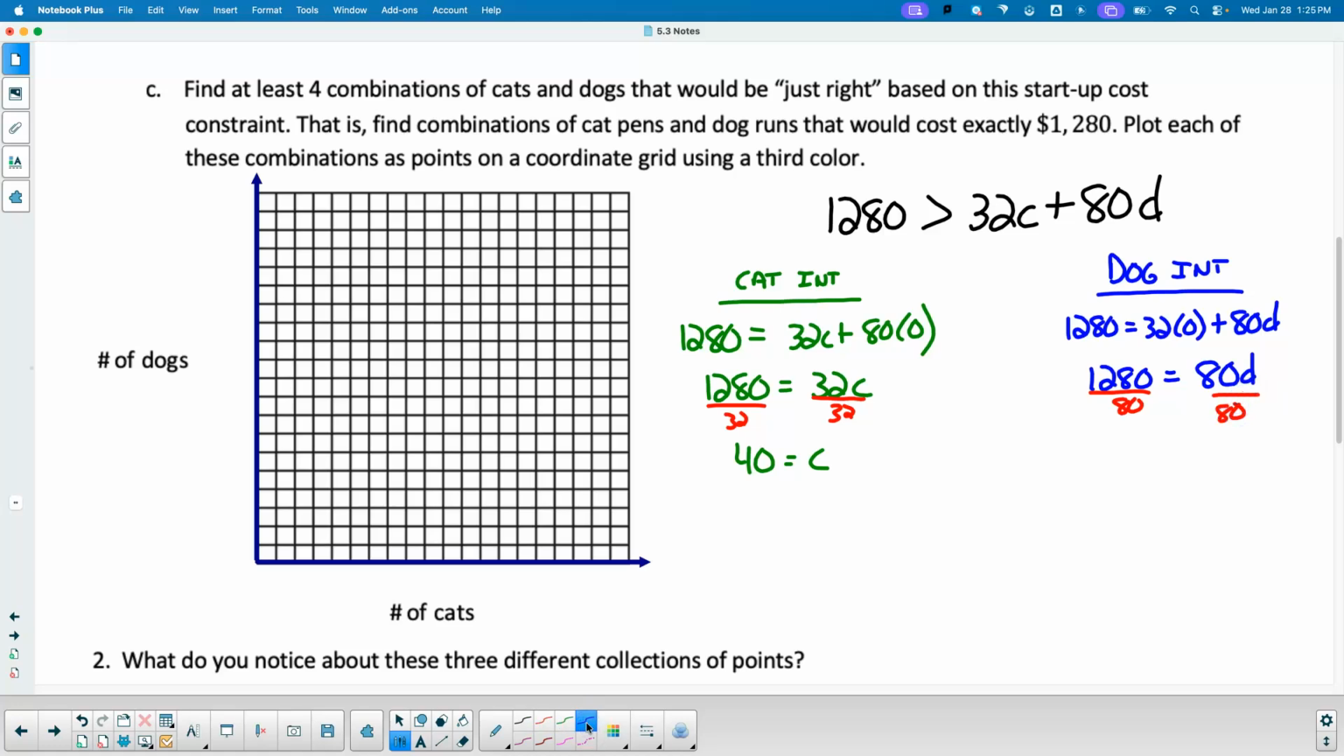How much? 16. So they could also board 16 dogs and no cats, and still be under budget. Or, well, they would be at budget. Okay?